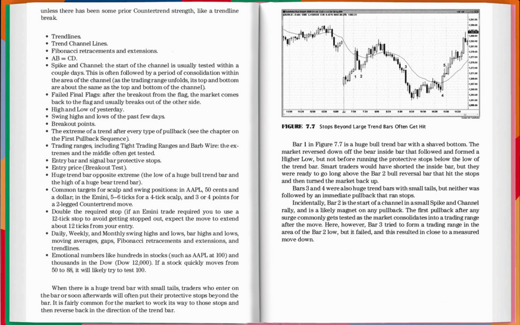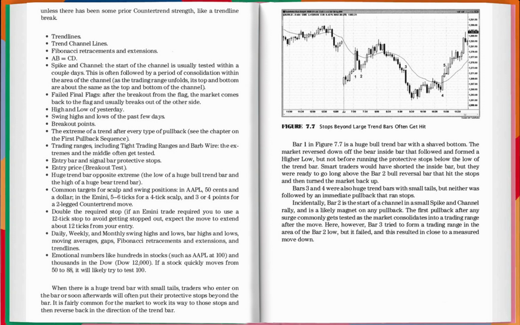High and low of yesterday. Swing highs and lows of the past few days. Breakout points. The extreme of a trend after every type of pullback. See the chapter on the first pullback sequence. Trading ranges, including tight trading ranges and barbed wire; the extremes in the middle often get tested. Entry bar and signal bar protective stops. Entry price breakout test. Huge trend bar opposite extreme: the low of a huge bull trend bar and the high of a huge bear trend bar.